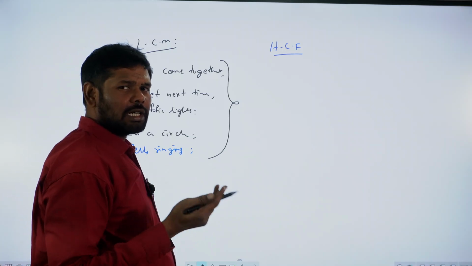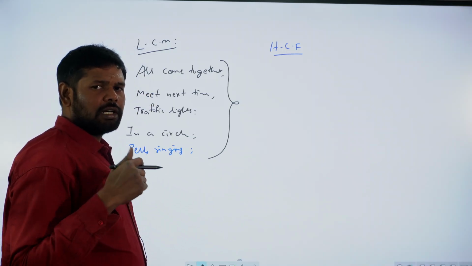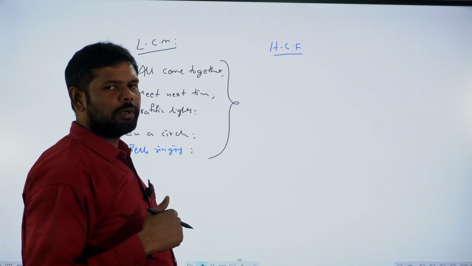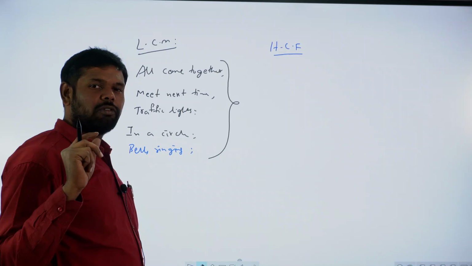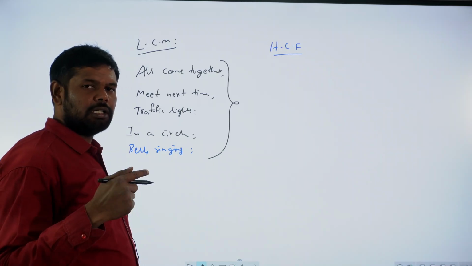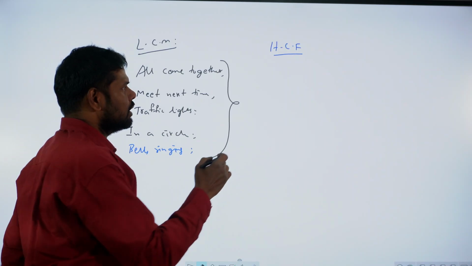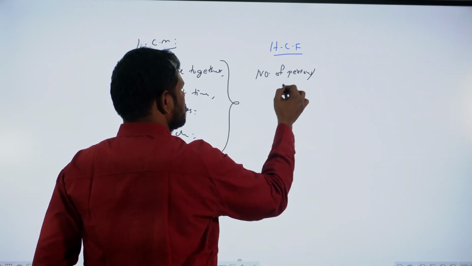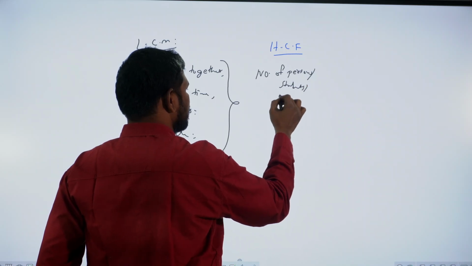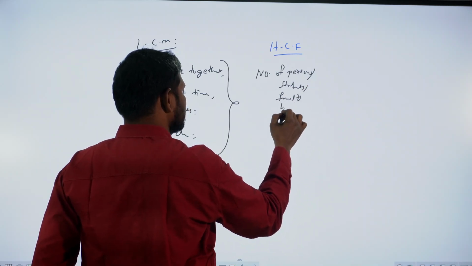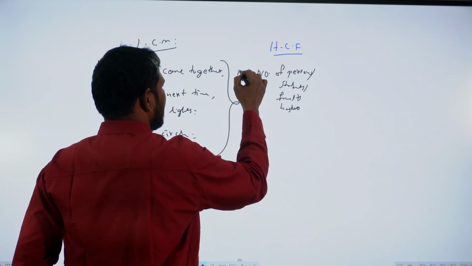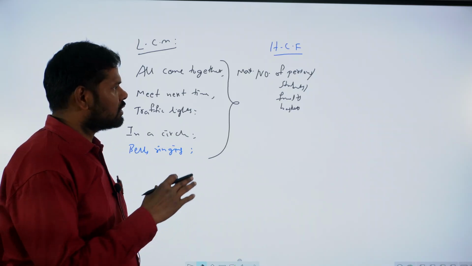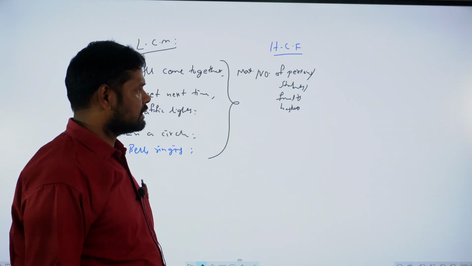Suppose 1,000 chocolates and 1,500 pens are distributed equally among the students. What is the maximum number of students possible, and the least number? It could be the number of persons, students, fruit baskets, whatever. They are asking for the maximum number of students or persons. Those types of questions are related to HCF concepts.